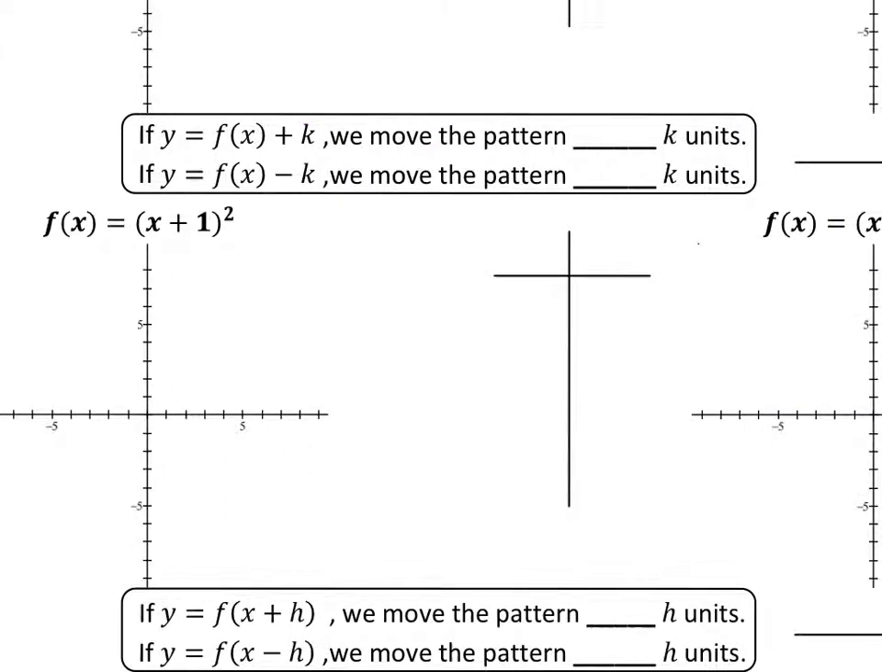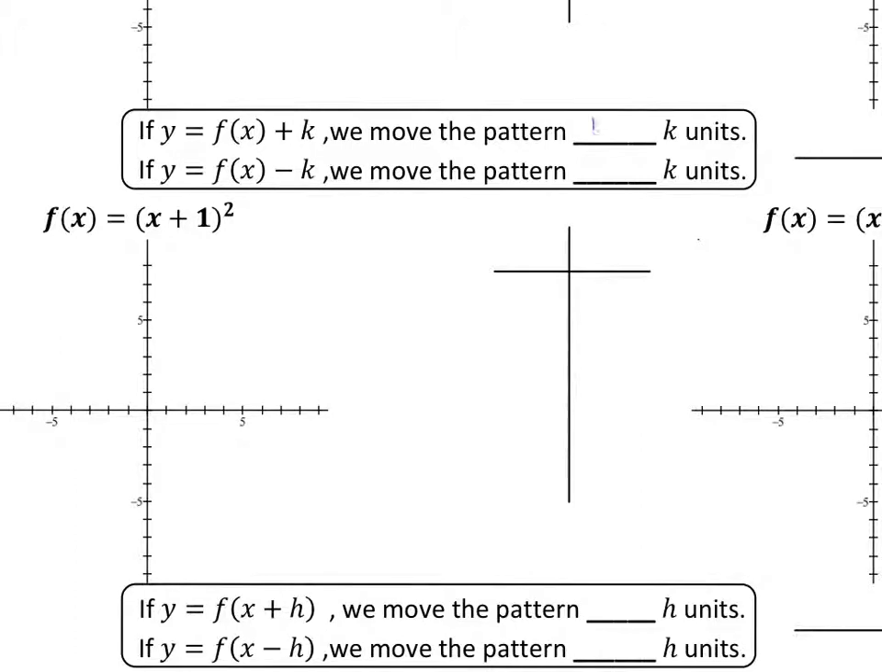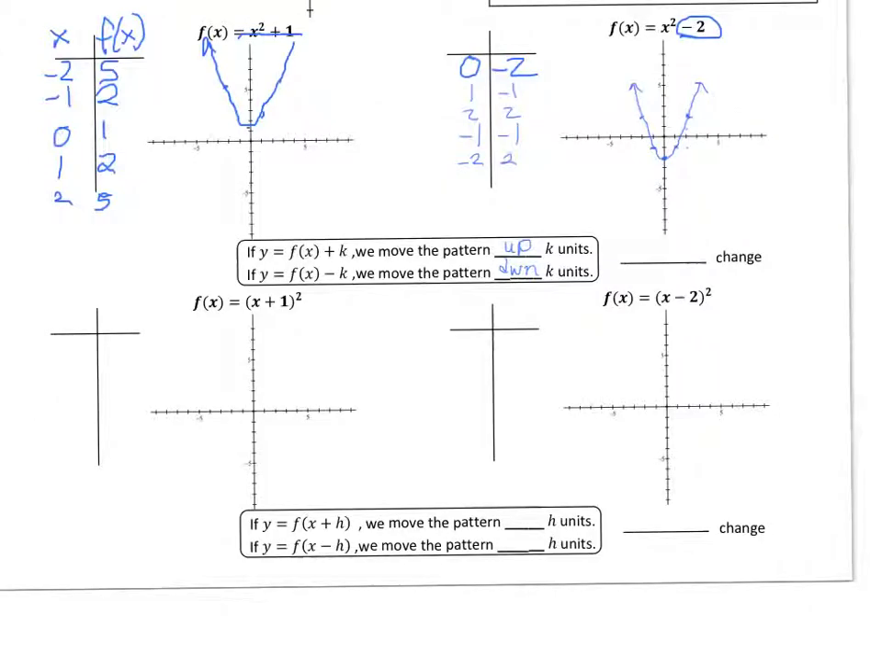All right, so if we add or subtract a number to the back end of our function, if it's plus k, we move the pattern up k units, and if it's minus k, we move it down k units. So when we add or subtract something on the outside, that's what we call a vertical shift. It shifts up if it's plus, and down if it's minus. You all right with that? Cool. And that is called a vertical change.